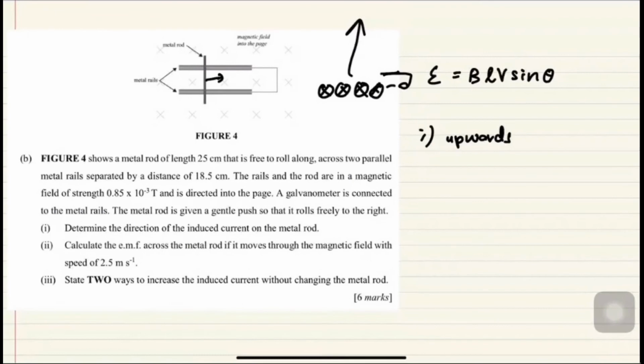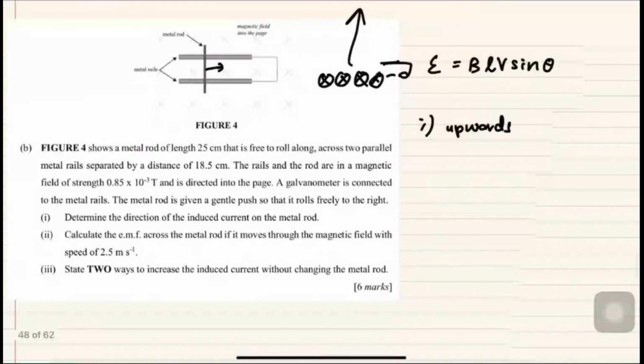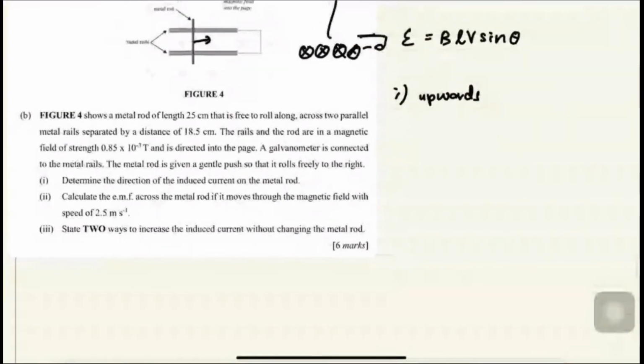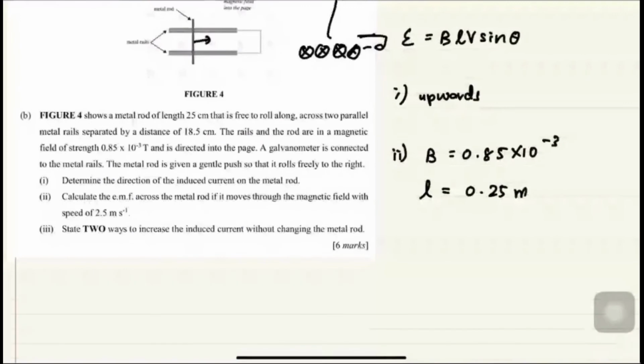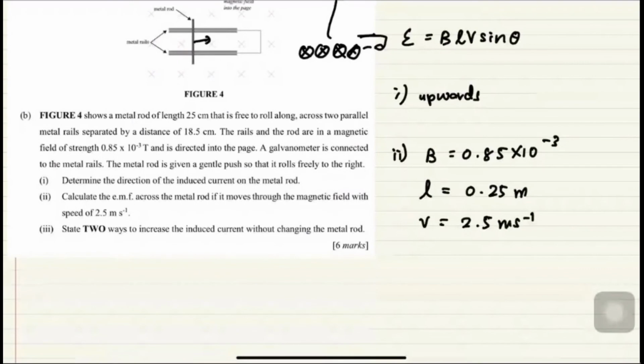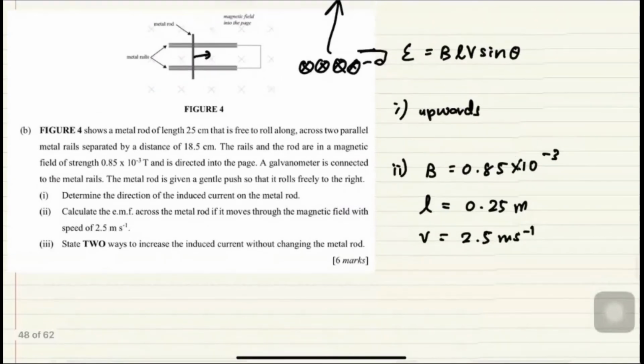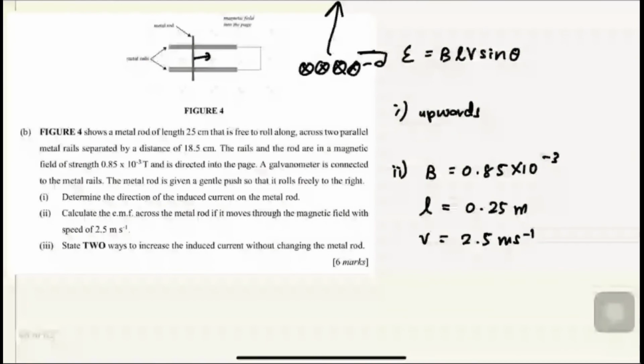Question number 2, it says calculate the EMF across the metal rod if it moves through the magnetic field at a speed of 2.5. Now they give you all the information. They just want you to calculate this. So B is equal to 0.85 times 10 to the negative 3. Length is 25 centimeters, 0.25 meters. V is 2.5 meters per second. Sin theta, where theta is the angle between V and B. V is to the right, B is into the page. So that one is 90 degrees.